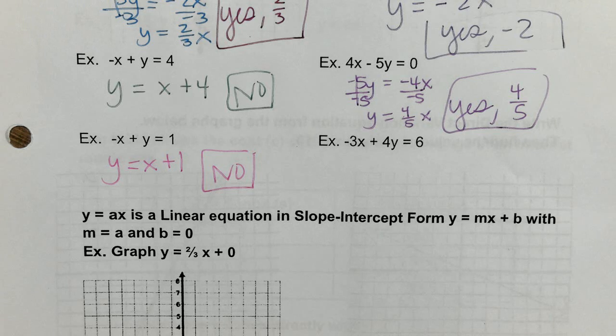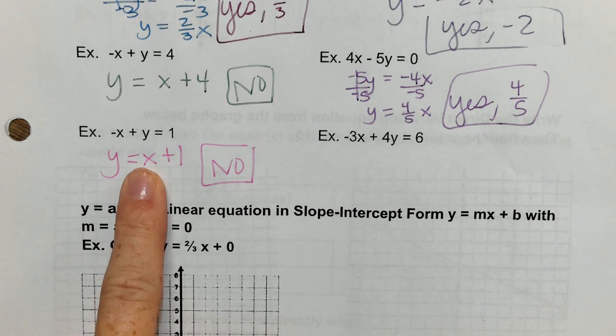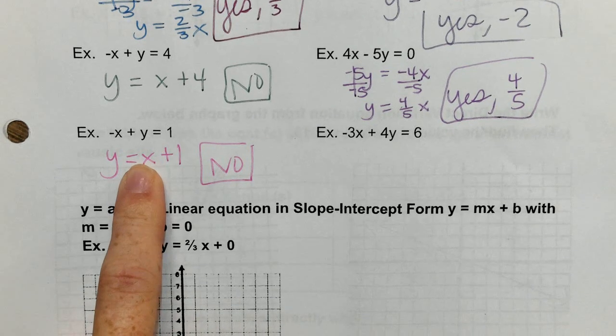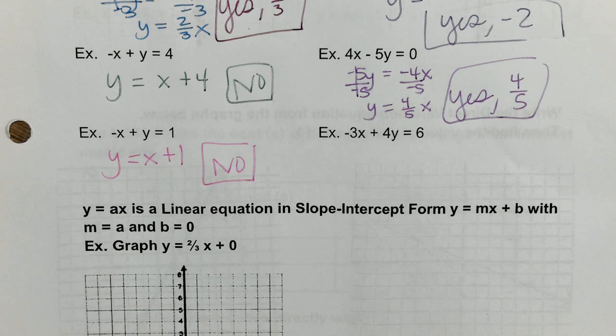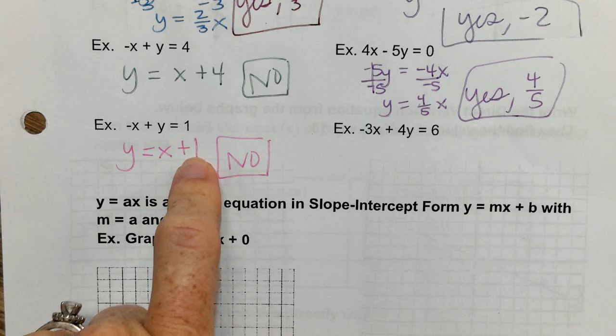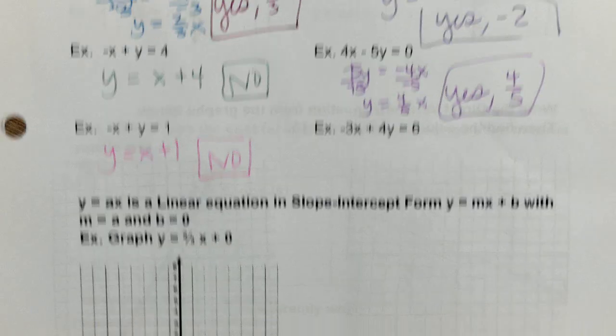Now, going back to yesterday, does this have a slope? Yes, it's 1 over 1. What's the y-intercept? 1. But does it show direct variation? No, because if I graphed it, it would not pass through 0, 0. It would pass through 1. Make sense? All right, go down.